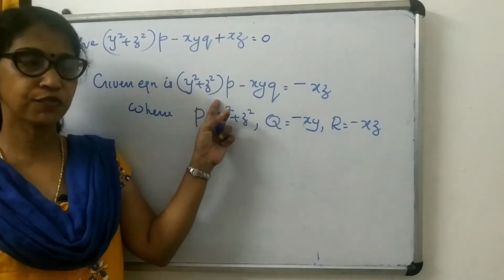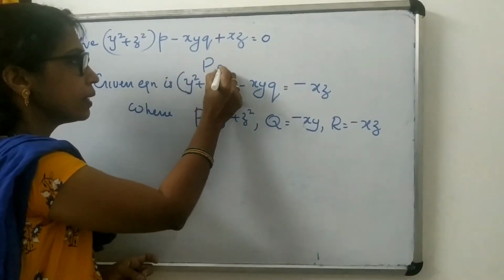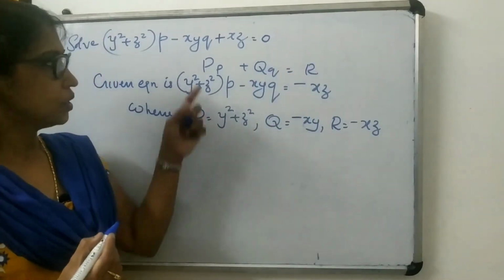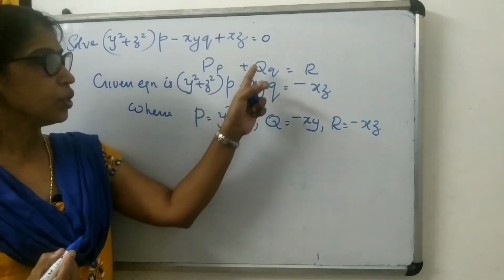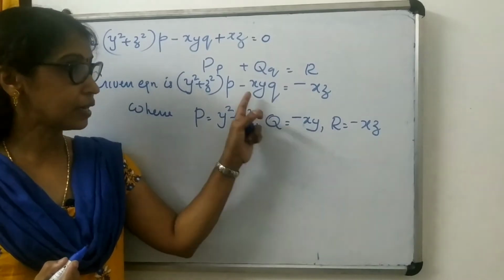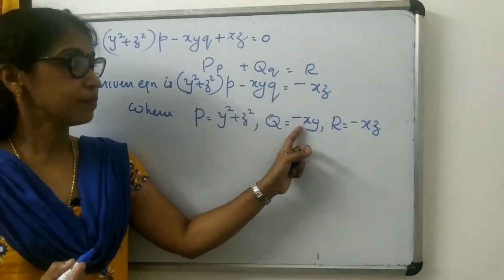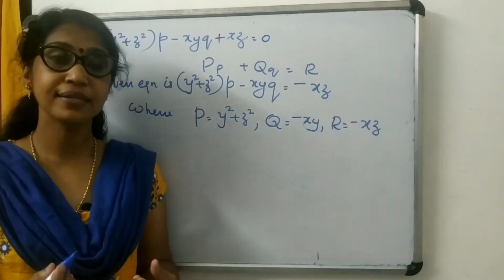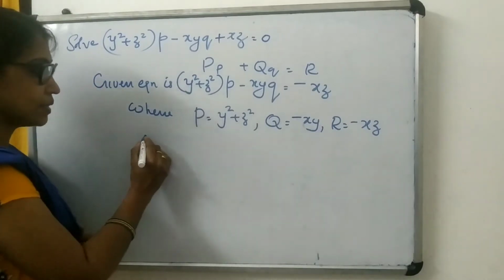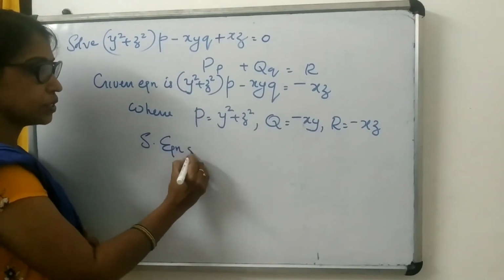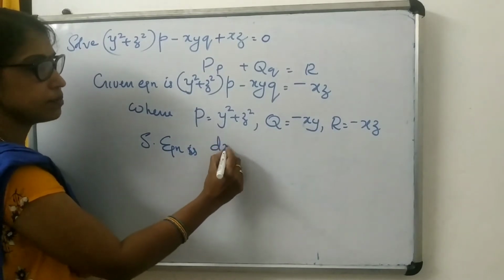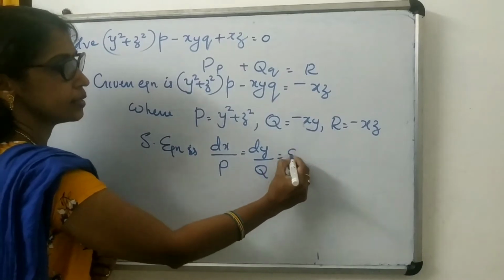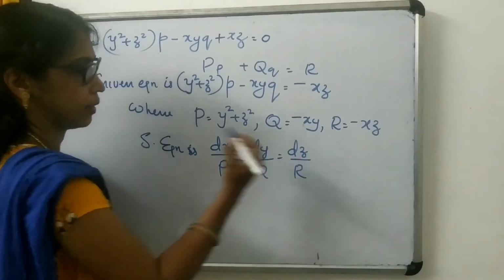So this equation is of the form Pp + Qq = R. So P is equal to y² + z², Q is equal to −xy, this minus, do not forget to take this minus xy, and R is equal to −xz. Now we are going to write the subsidiary equation. What is the subsidiary equation? Now the subsidiary equation is dx/P = dy/Q = dz/R.